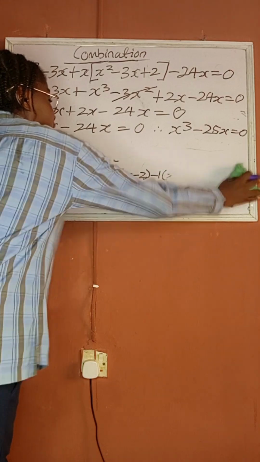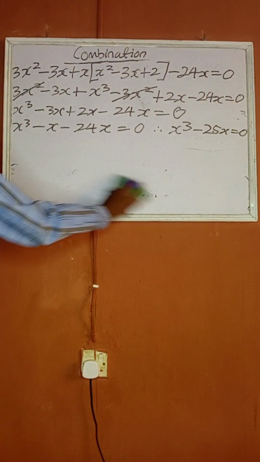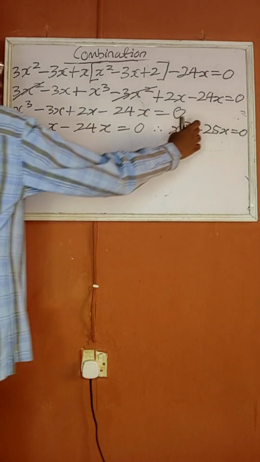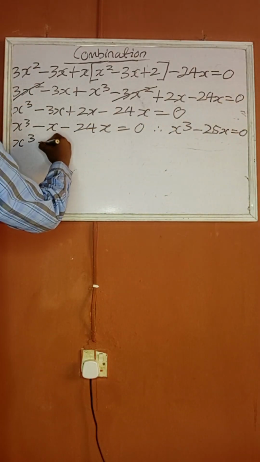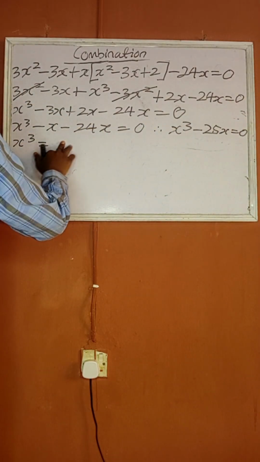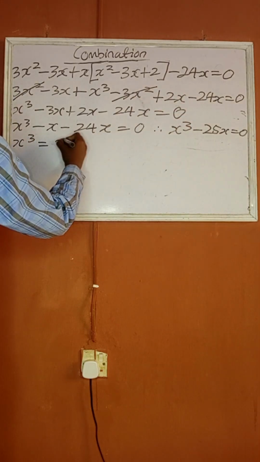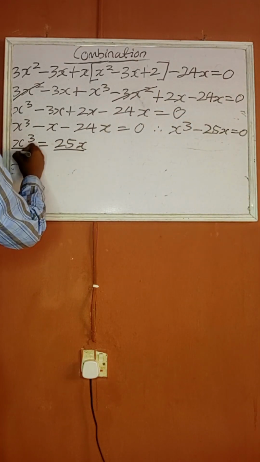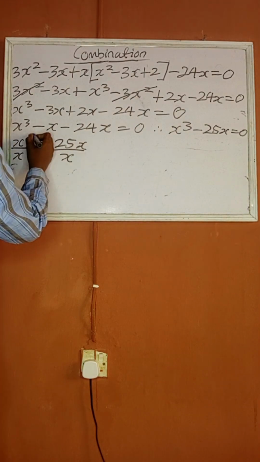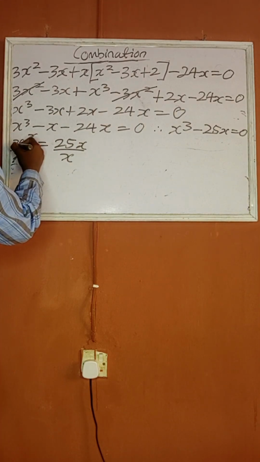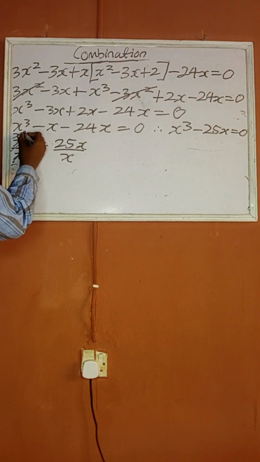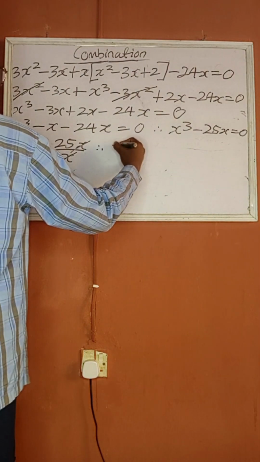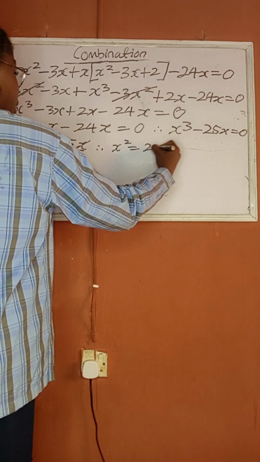So I'm going to erase this sign here. And then that's going to be x cubed, remove this over there, is equal to, my minus becomes plus, so that's going to be 25x. Then we'll divide both sides by x over x. So this x here slashes out one x from here and it becomes x squared. This x slashes out this x and leaves it with 25. So therefore x squared is equal to 25.